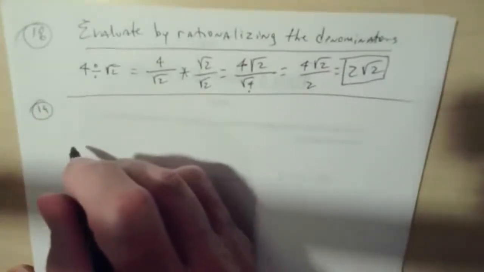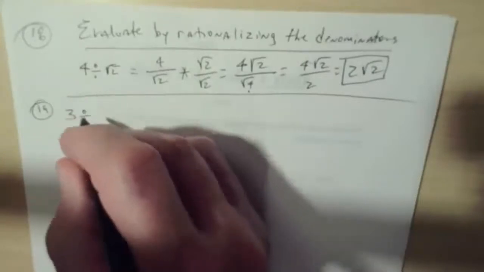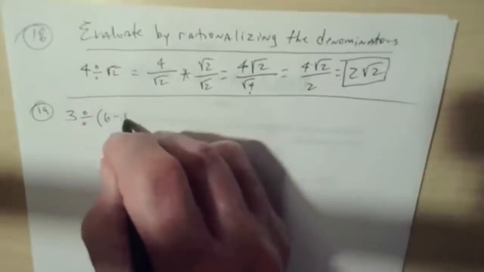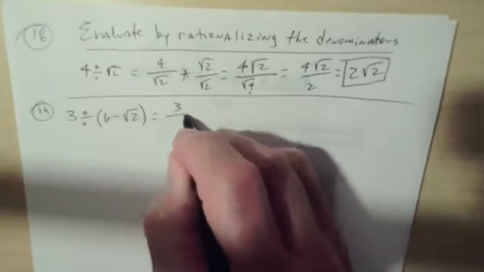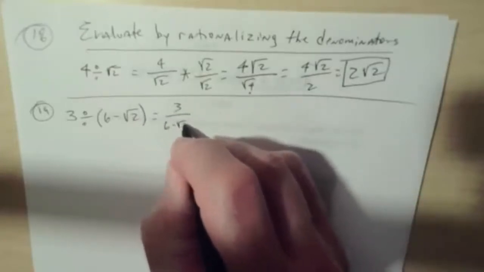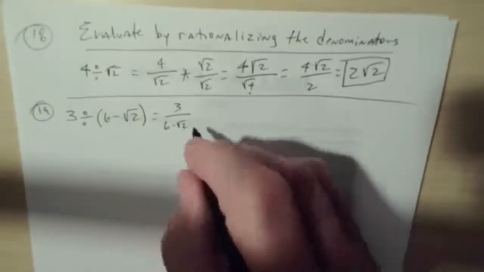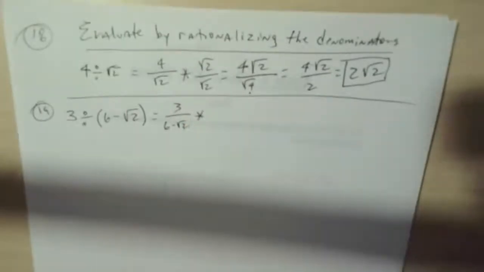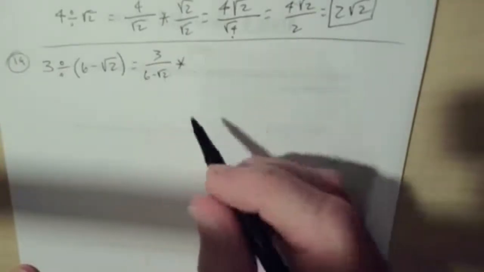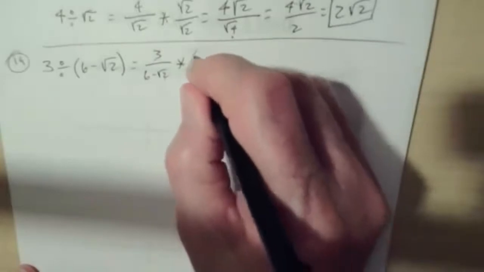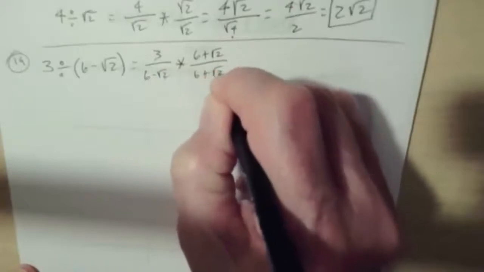Again, we're going to evaluate by rationalizing the denominator. It'll be 3 divided by 6 minus square root of 2, which is the same thing as 3 over 6 minus square root of 2. Now we want to get rid of this. So what we do is we multiply by the conjugate. What will happen when we multiply by the conjugate is the middle term, the linear term, will be eliminated. So we're going to multiply by 6 plus square root 2.